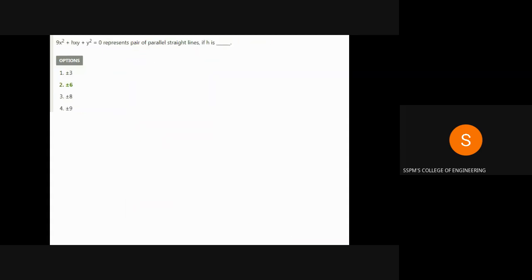Next question now. 9x square plus hxy plus y square is equal to 0 represents a pair of parallel straight lines. If h is what? So we have to find the value of h, and what is given? These two are parallel straight lines. The combined equation is given here, and the two lines are parallel to each other. The given equation is 9x square plus hxy plus y square is equal to 0.